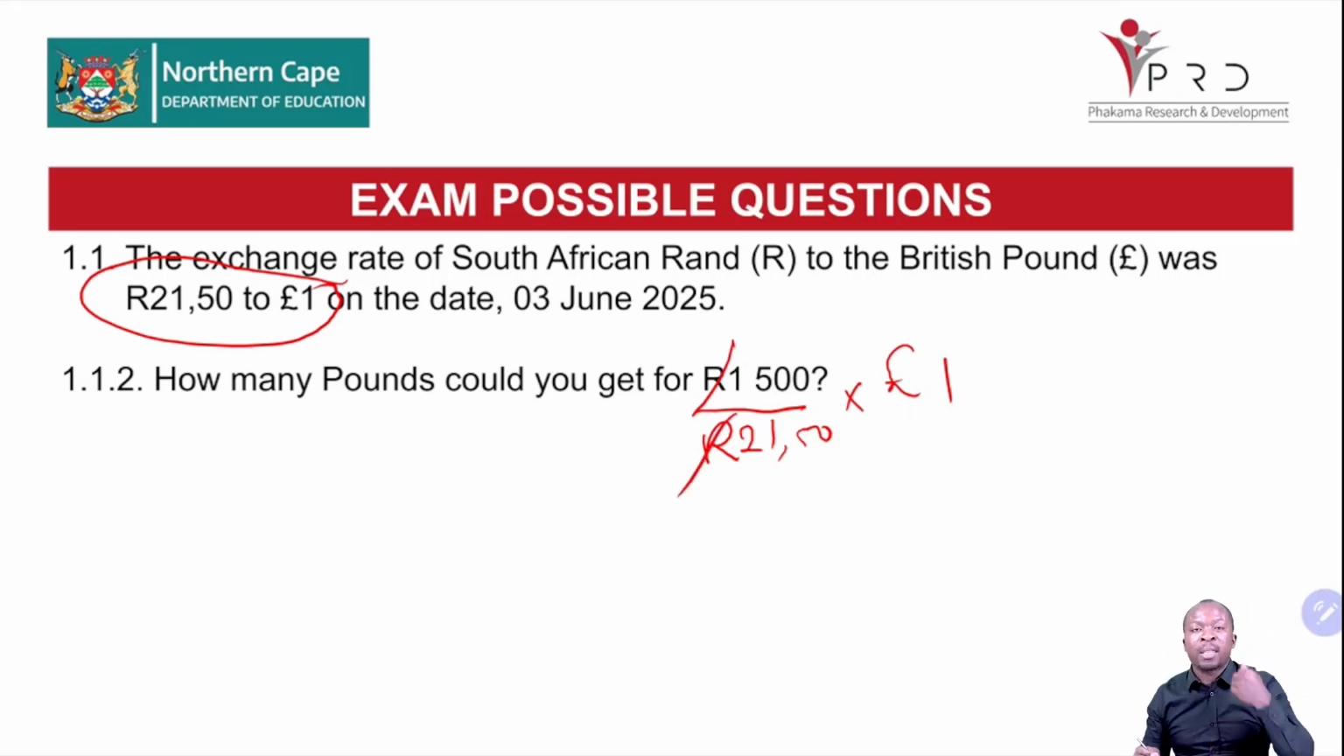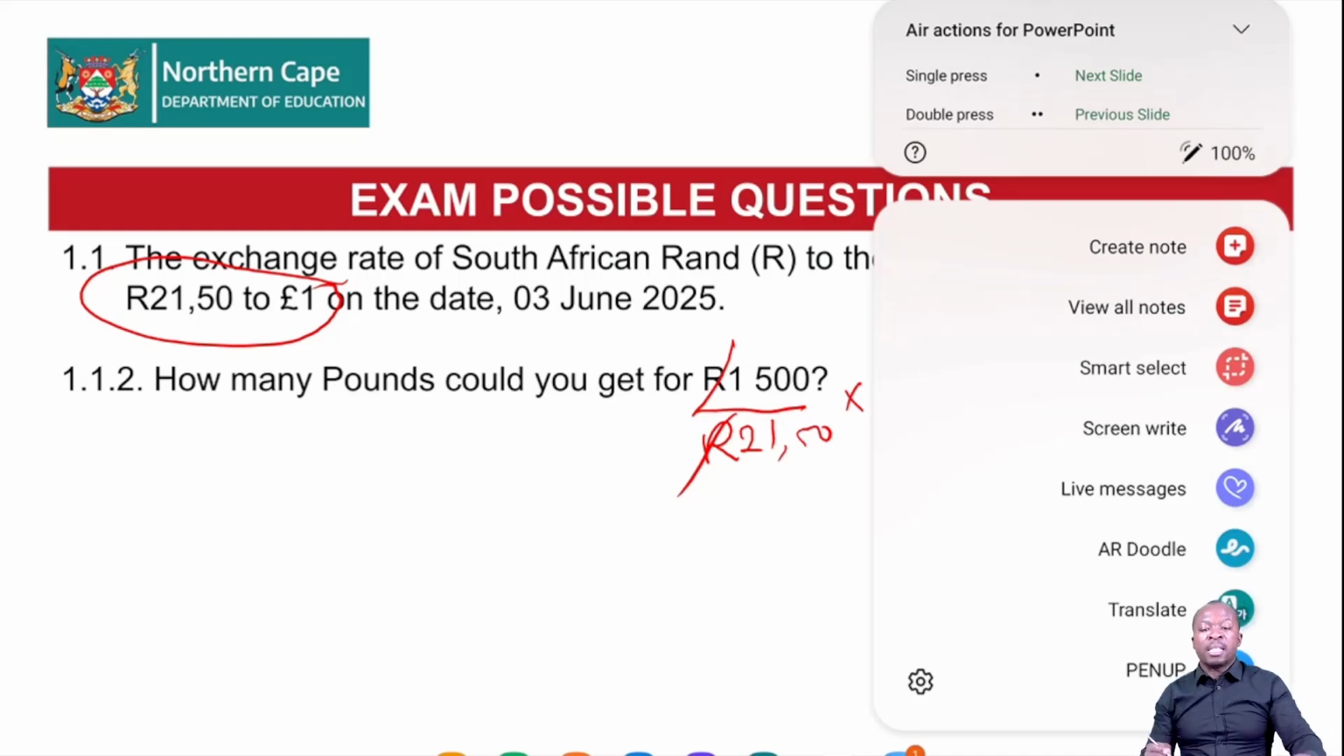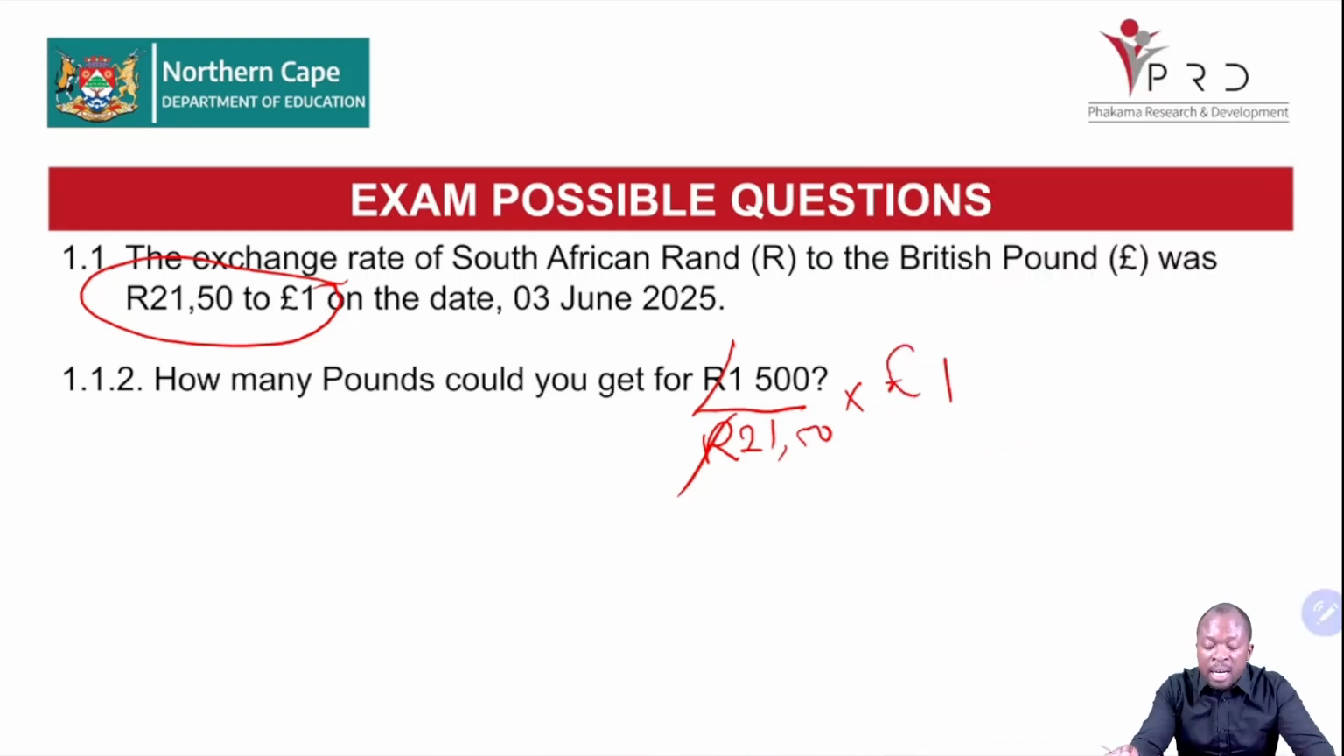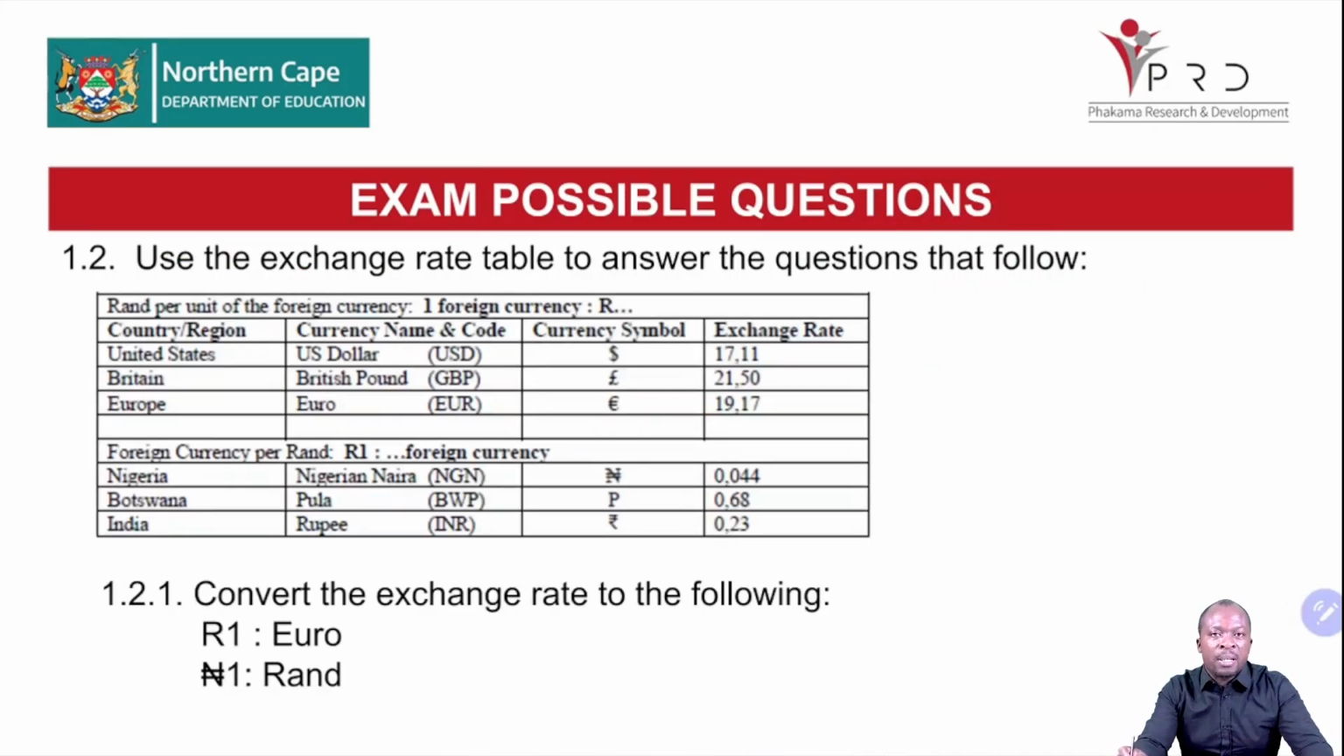Press, so it's going to be 1,500 divided by 21 pound 50. You don't have to press times 1 because you're going to get the same value at the end. Then you write your answer. That is how you answer the questions.